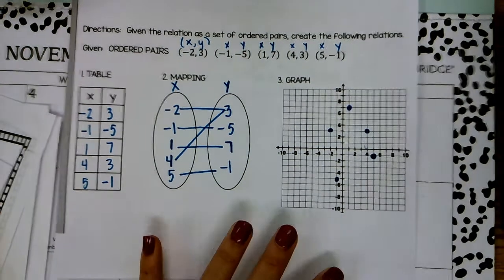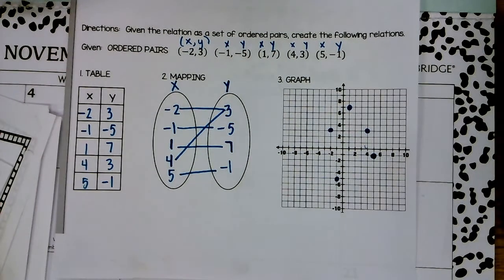I am not going to connect these points. This is just a relation. It's a set of ordered pairs. So our graph here is discrete. Remember, discrete means we do not connect the points.